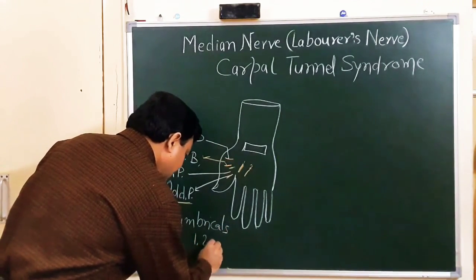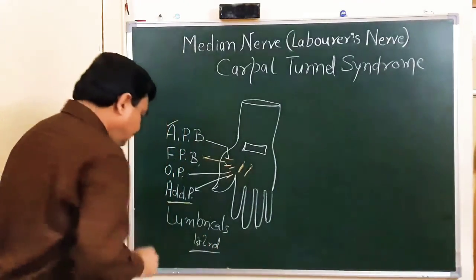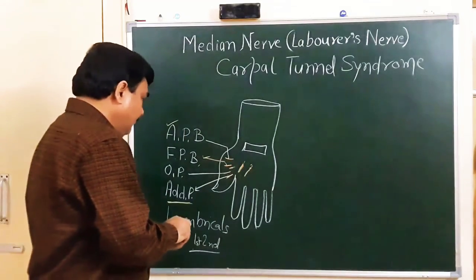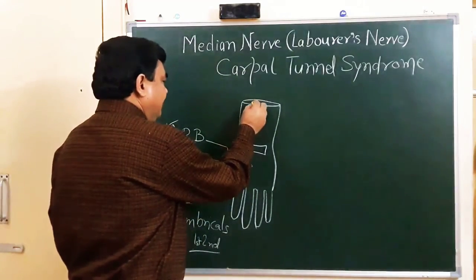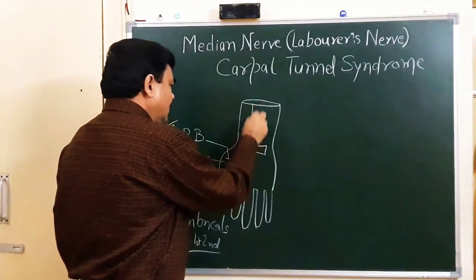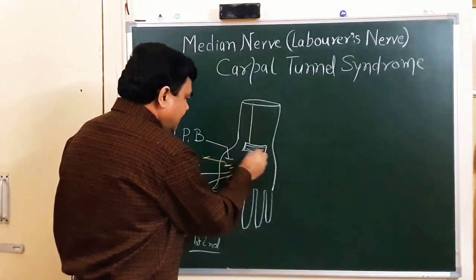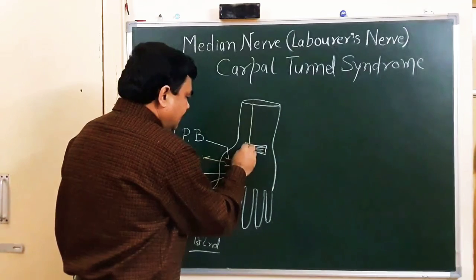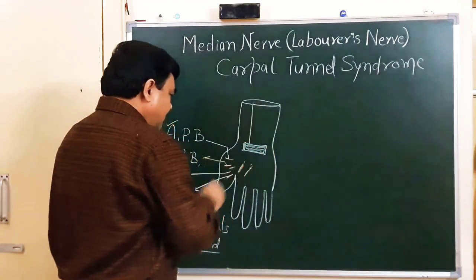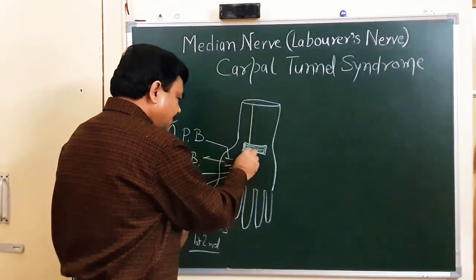First and second, these are two lumbricals. Here is the course of the median nerve. This is the flexor retinaculum. The median nerve passes deep to the flexor retinaculum here.